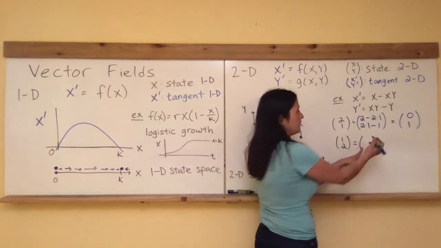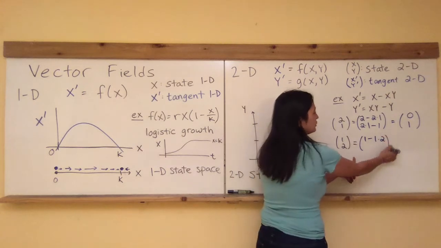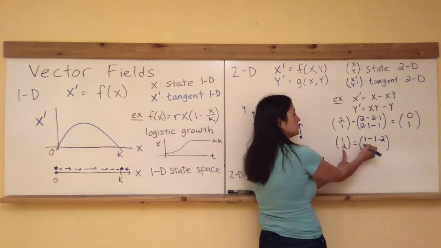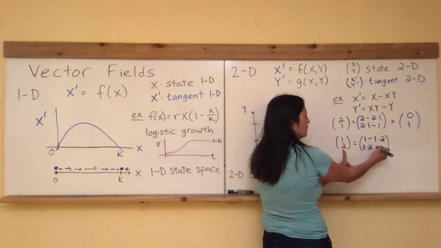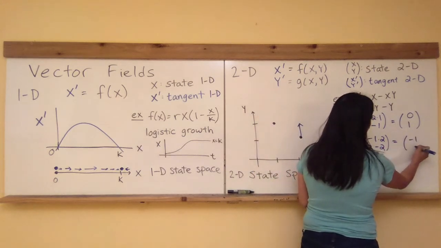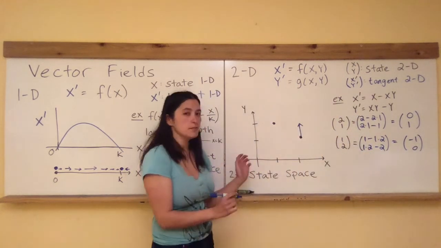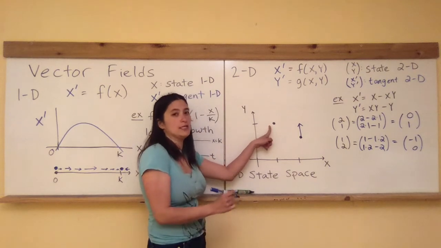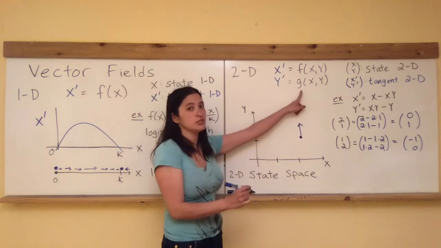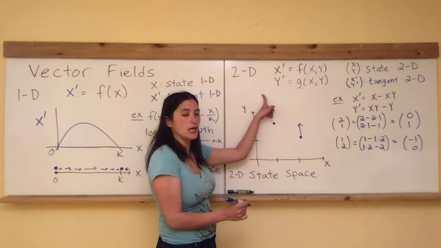For x prime, x is 1 and y is 2. I'm going to do them both at the same time. Now for the y prime component, x is 1, y is 2, minus y is 2. That leads me to believe that my vector at this point is going to be minus 1, 0. Remember that I chose this black point in the state space as the values of x and y to use as the inputs into f and g in order to obtain the output for the rates of change x prime and y prime.